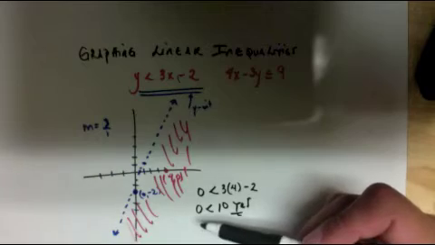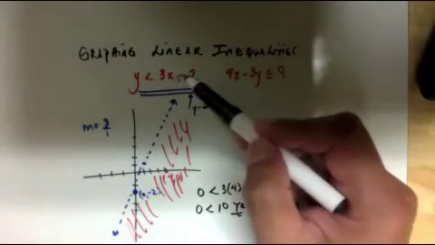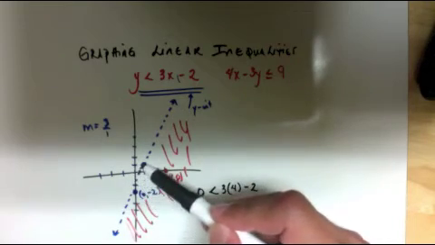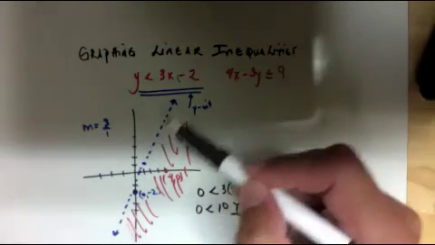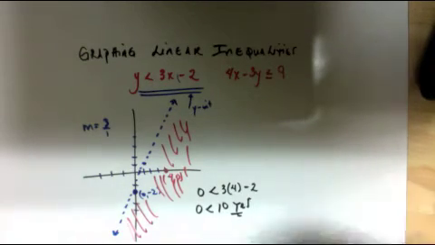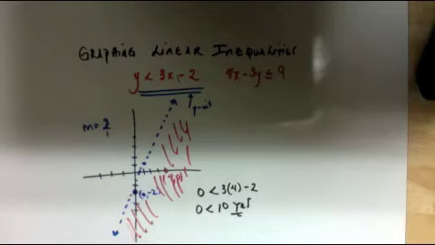So your starting point is -2. You use your slope, up 3 over 1. And remember, it's broken because it does not have the little equal sign. Now let's do another one, which is in standard form.